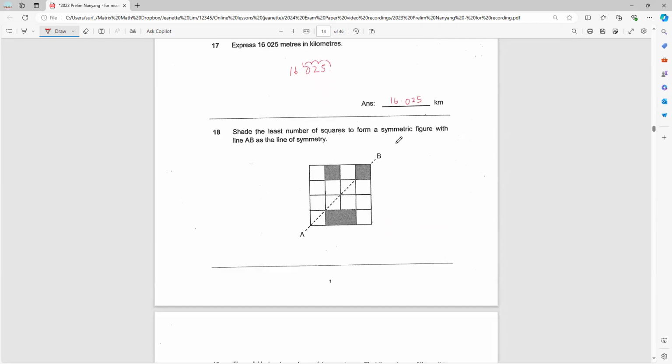Okay, question 18. Shade the least number of squares to form a symmetric figure with line AB as the line of symmetry. Okay, so this here, half, right? Half a square. So this one is half a square away from the line. So half a square away, shade this. Next, this is right next to the line, so here. And then this one is half a square away, so half a square away is this one here.